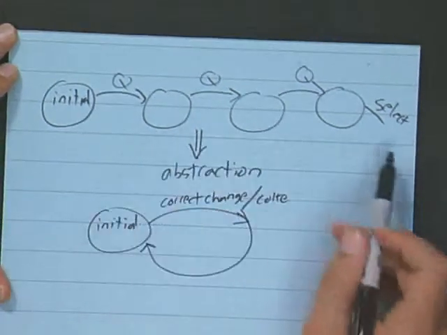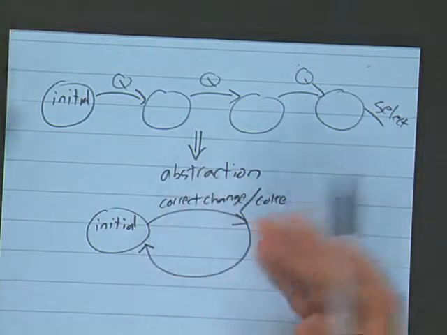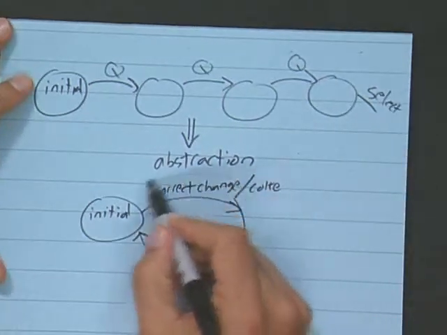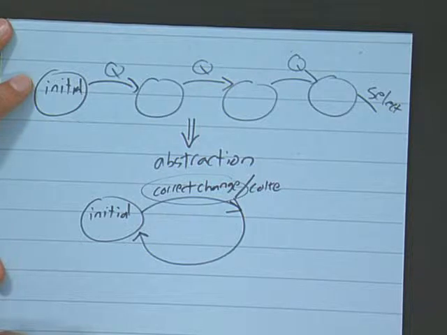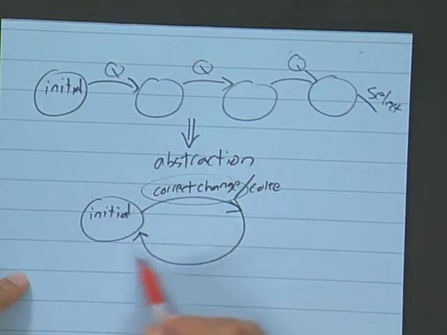I've eliminated all this stuff. What have I really done? I've abstracted out some things, obviously. I've created this thing called correct change, which is what? The correct change means 3/4 have been deposited.